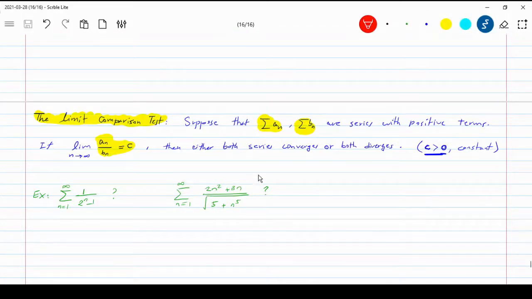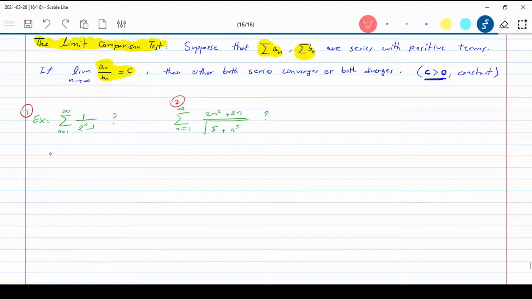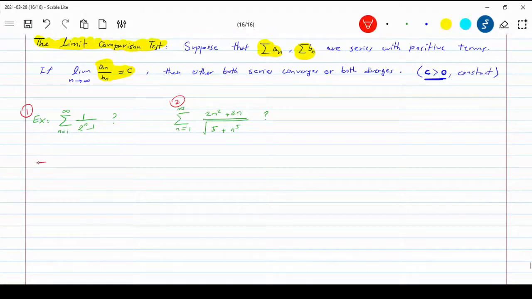Okay, so just to clarify it, here's a couple of examples. Let's look at the first example, example 1. It says, does this series converge or diverge? So we're looking to figure out the behavior of the series, summation of 1 divided by 2 to the power n minus 1, n from 1 to infinity.